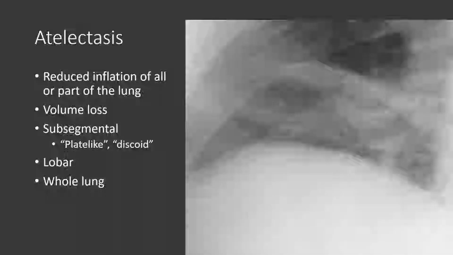Notice these streaky, solid-appearing opacities at the right lung bases that are highlighted in blue. This represents subsegmental atelectasis, a result of passive relaxation from low lung volumes and splinting status post-abdominal surgery.